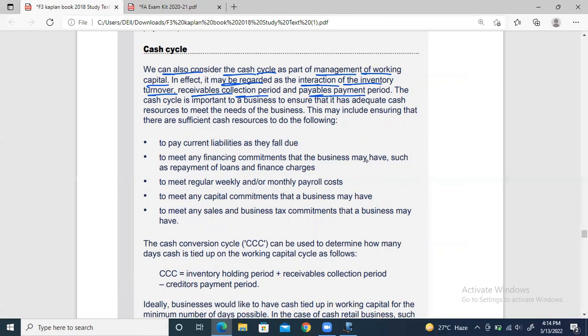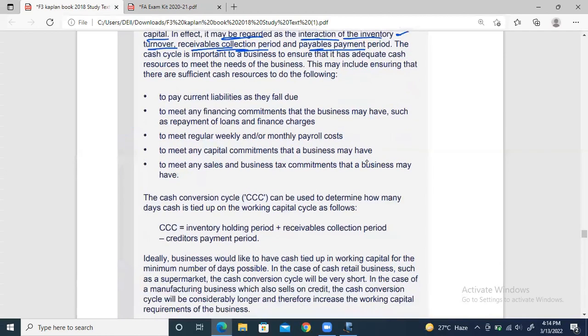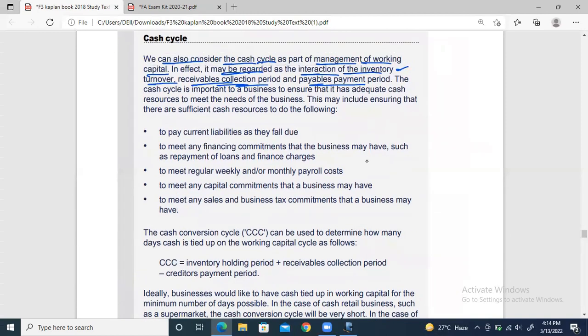So the thing it is trying to explain here is that it's a result of three ratios. The first ratio is inventory turnover, the second is receivables collection period, and the third one is payables payment period. And if we see the formula here as well, it contains all three items. Okay, we'll come back to that in just a minute.